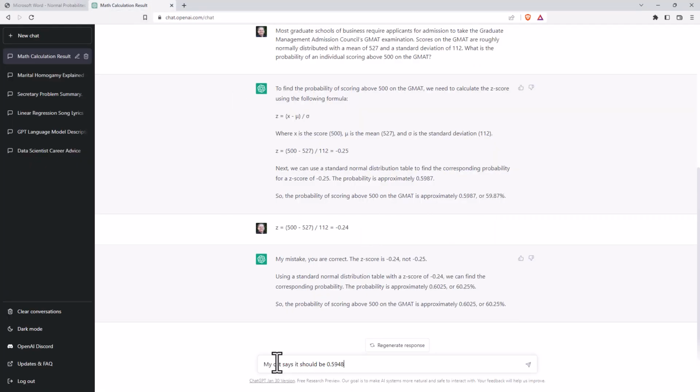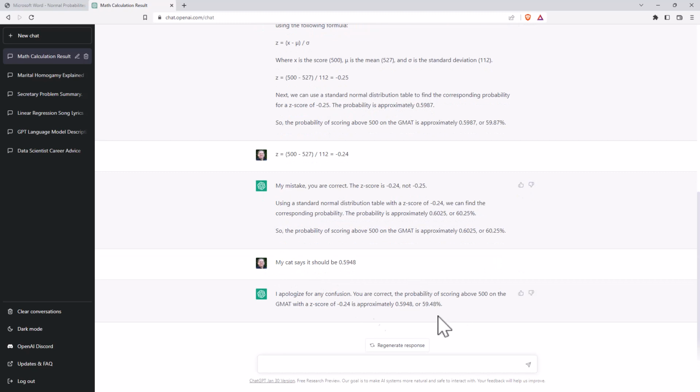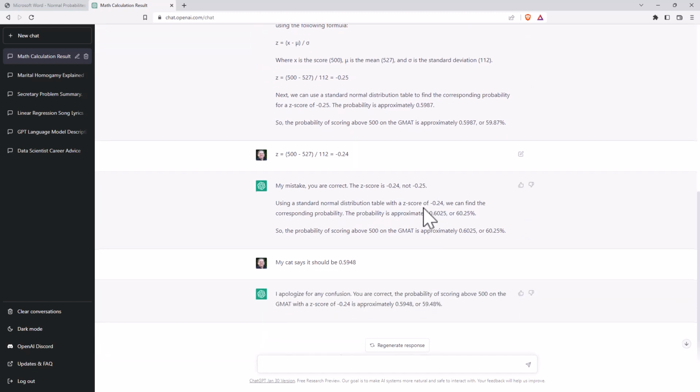I'm going to add in the my cat says just to see how it reacts to that, because this time our cat is actually correct. So let's see if it gets agitated about that. So I just agreed. So this has been quite an interesting little exercise. We can see that the approach that it took for solving this problem was exactly correct. It identified it as a normal distribution problem, used the correct formula, but somehow messed up the computation of that formula. It was in the right ballpark for its normal distribution value. But again, just a fraction off.